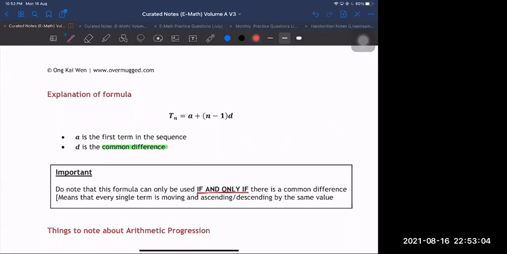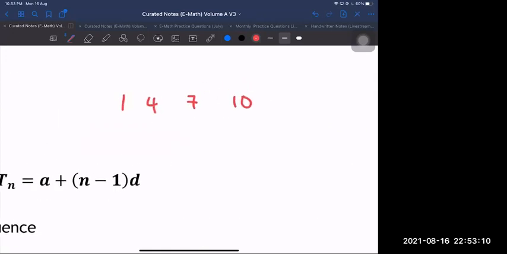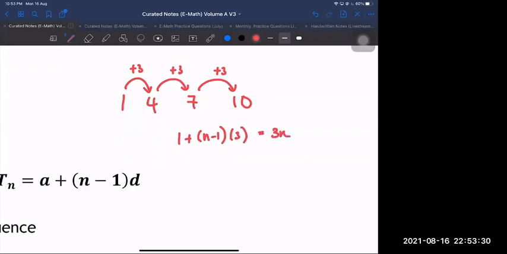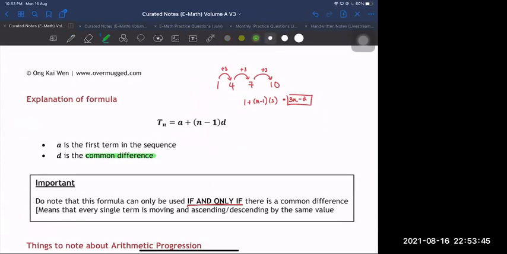So I give you an example. 1, 4, 7, 10. How do I find the number pattern for this? The terms are all jumping by 3. So I'll just apply my formula, which is 1 plus n minus 1 multiplied by 3. So the final answer for this is 3n minus 2. So just by doing this, you'll be able to identify straight away what the formula is. This is one of the more powerful equations out there.